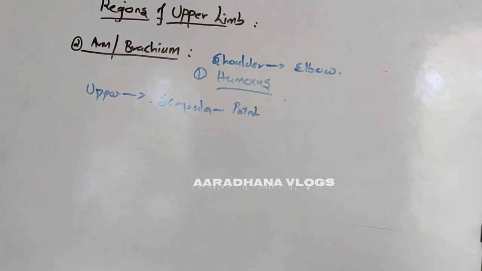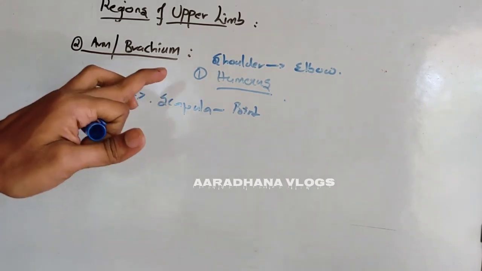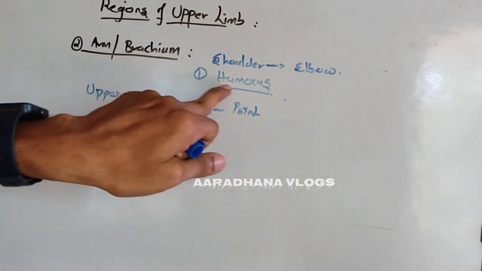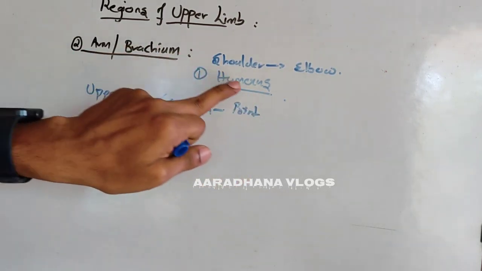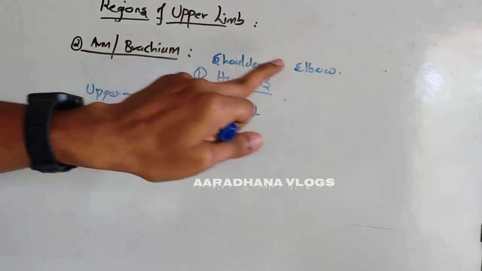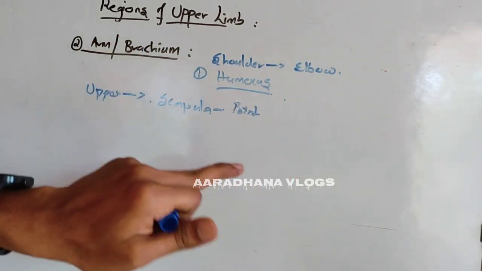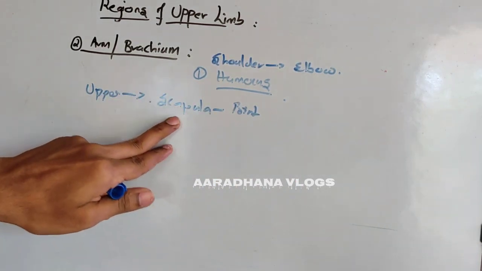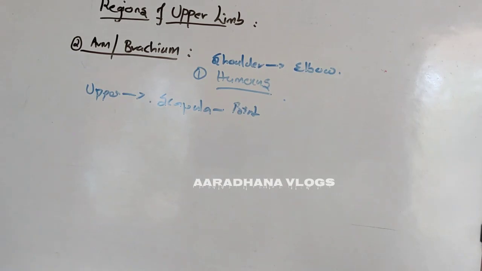That is the shoulder joint. So the shoulder joint is formed by the upper end of the humerus. Only one bone is coming in the arm region, that is the humerus. The arm region extends from the shoulder joint to the elbow joint. The humerus upper end meets with the scapula to form the shoulder joint.